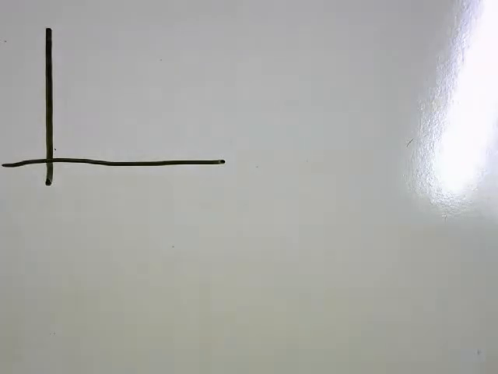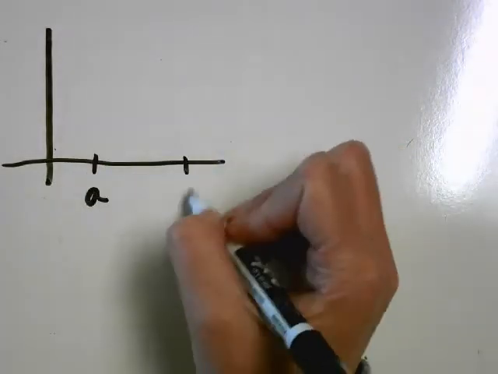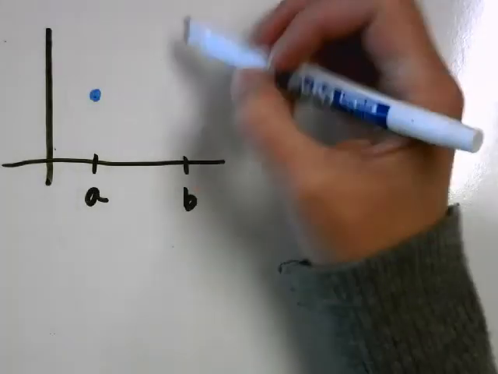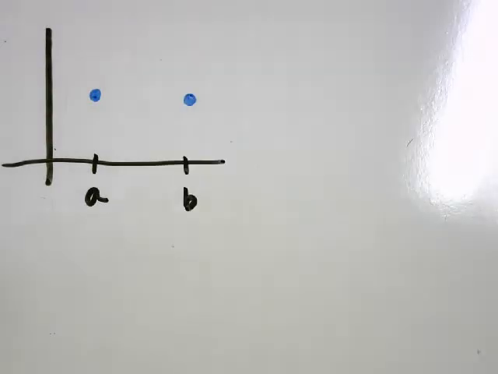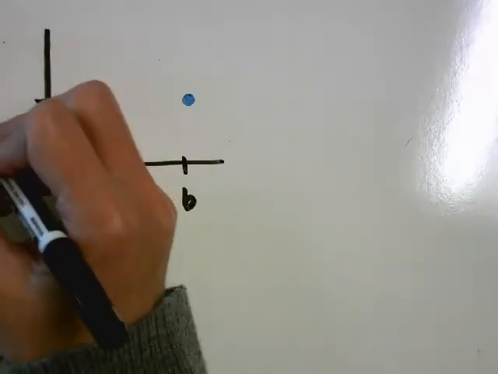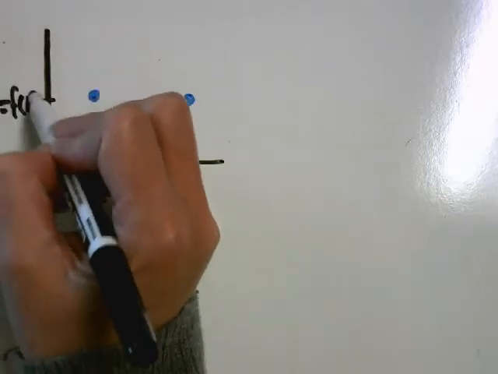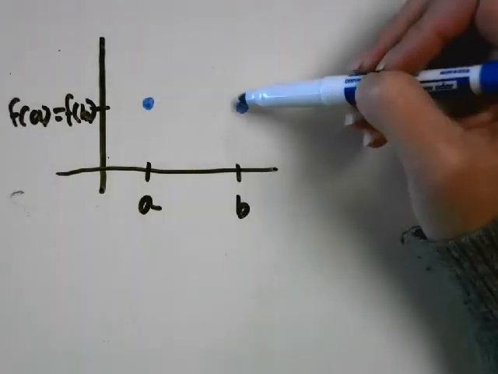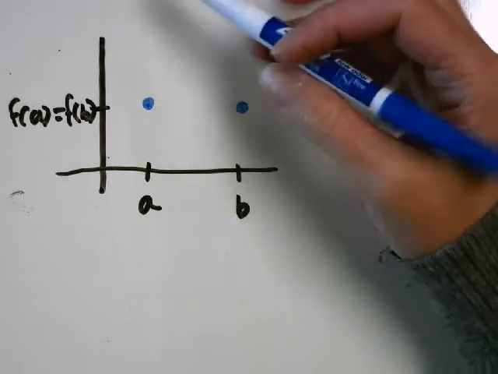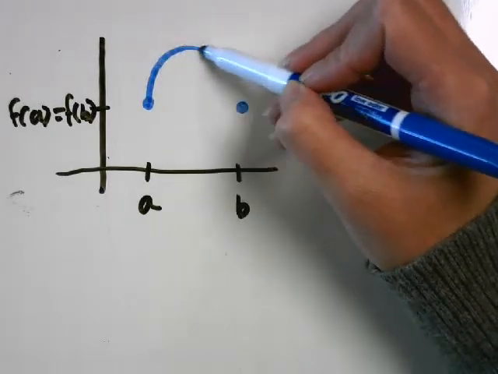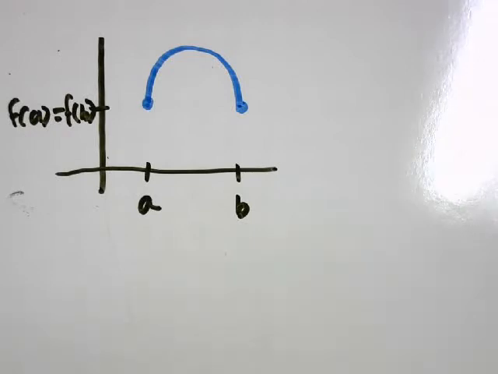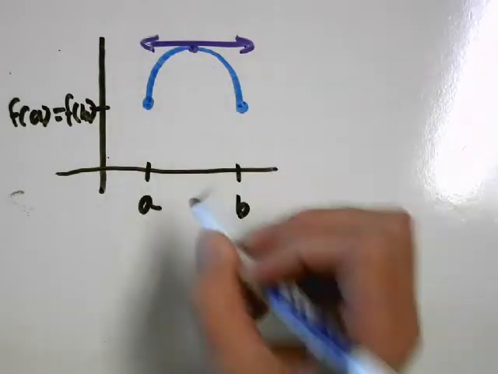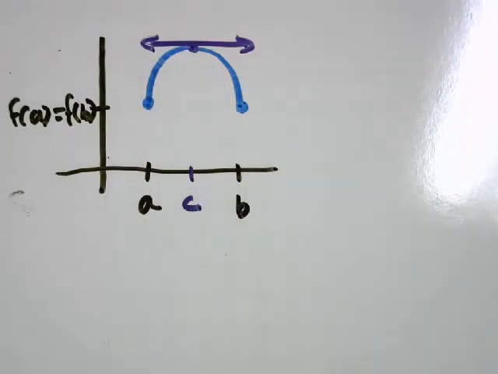So let's say I have some a, some b, and they have the same function value. So this would be f of a and f of b. Okay, we have to go from this point to this point. It's continuous and differentiable. Okay, Rolle's theorem guarantees that there's some point where the slope is 0.